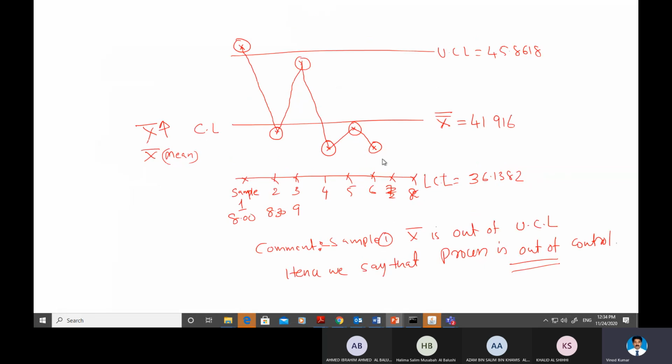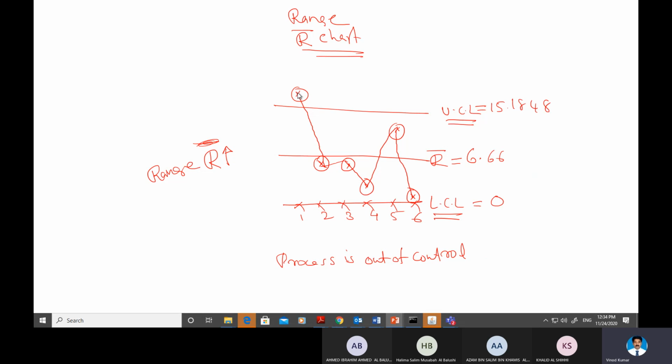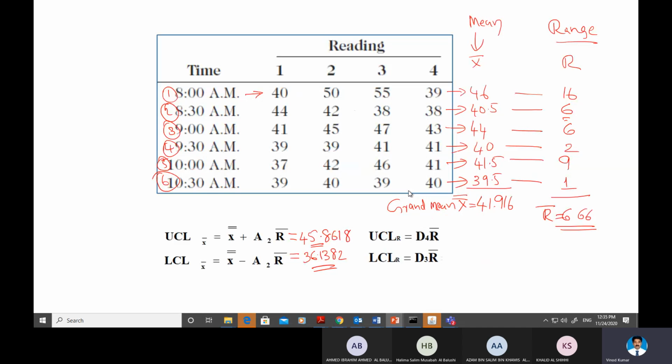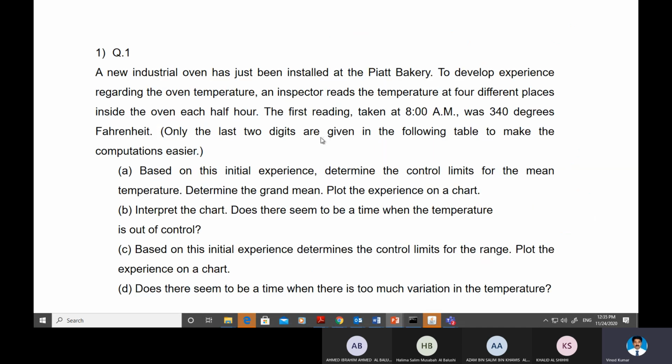And I think it is clear, even if any one of them is below the lower control limit, the process is out of control. If it is between upper and lower, no problem. The process is under control. If any one point, like in the X bar chart, one of the points is out of the upper control limit, or in the R chart, one of the points is out of control, we say that the process is out of control. Even if any one of them goes beyond the limits, either up or down, we say that the process is out of control. So this is called control chart for variables.